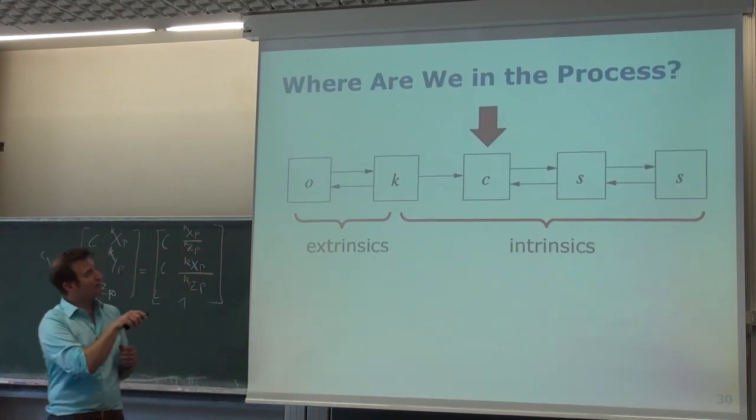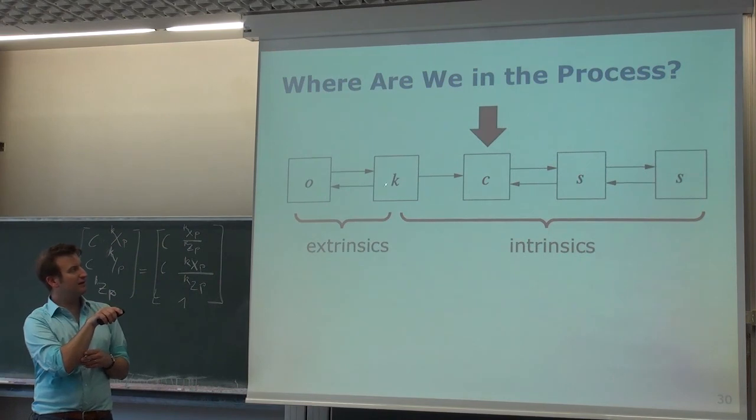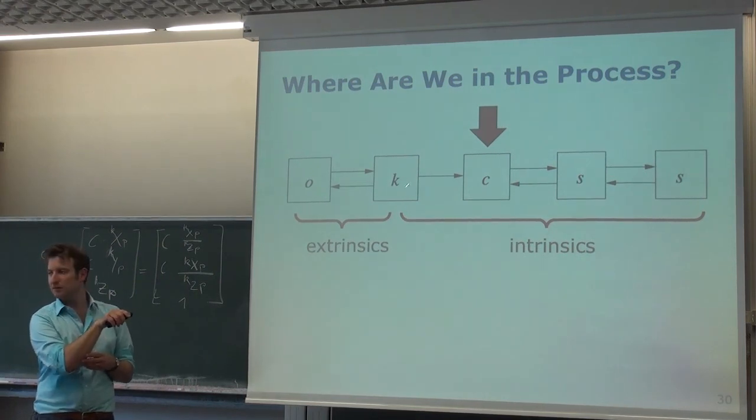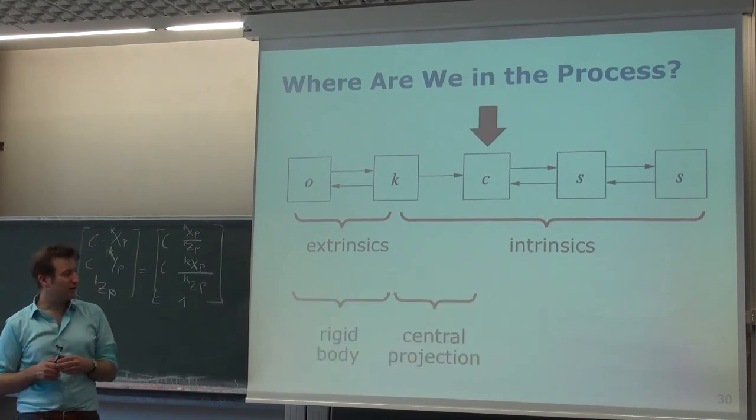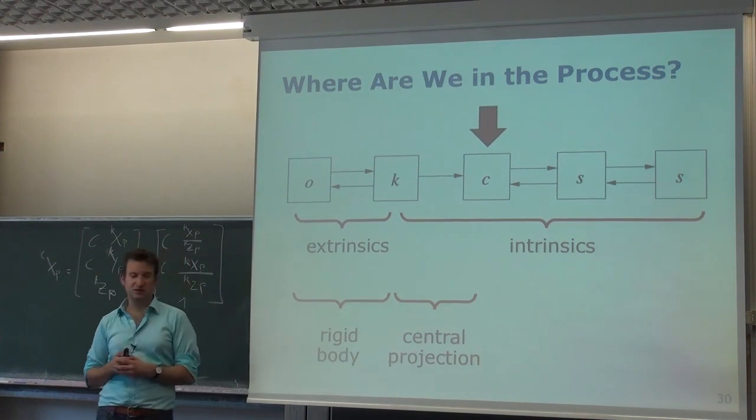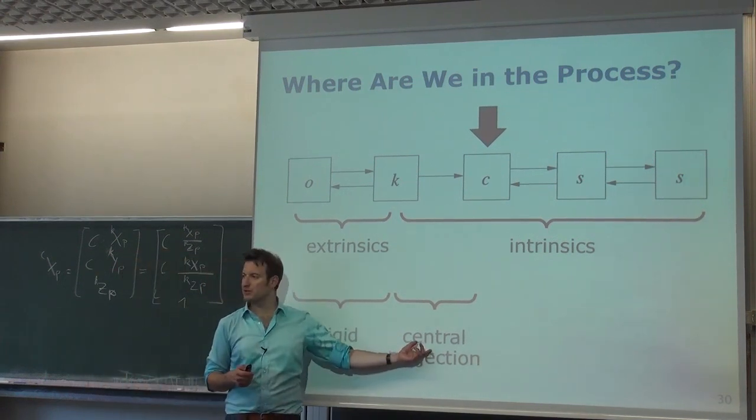So where are we in the process? This is done. This is just what we just did. So we are somewhere here in the intrinsics. And what we had so far, this was the rigid body transformation. This was our central projection.